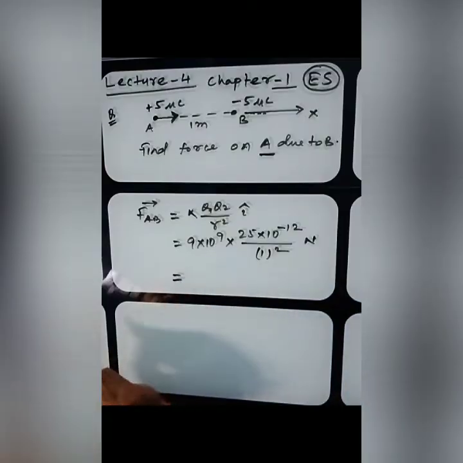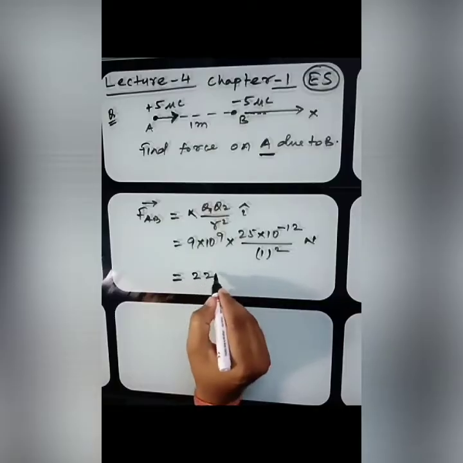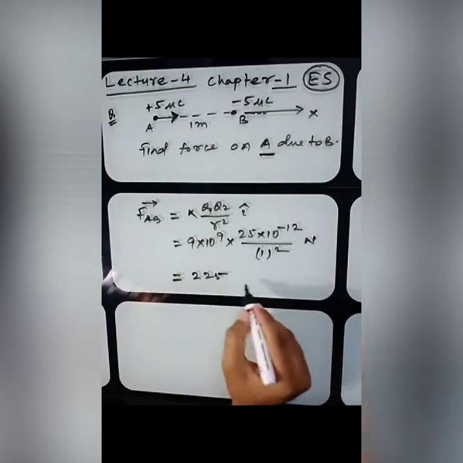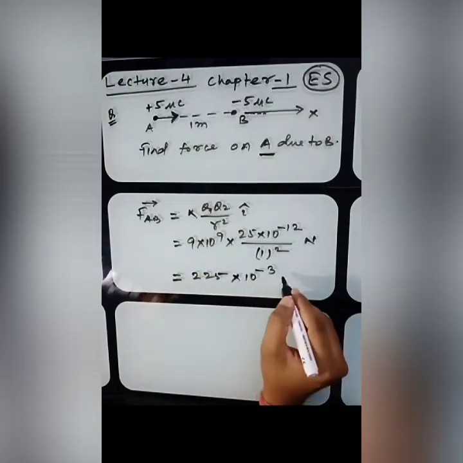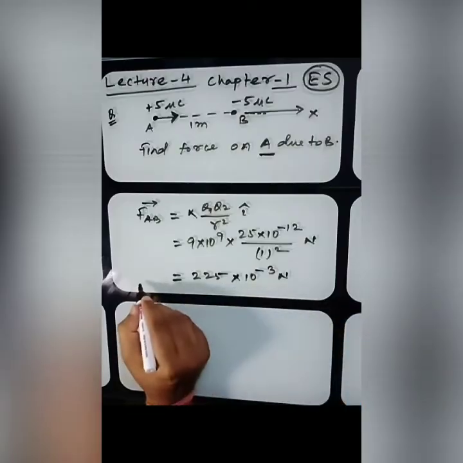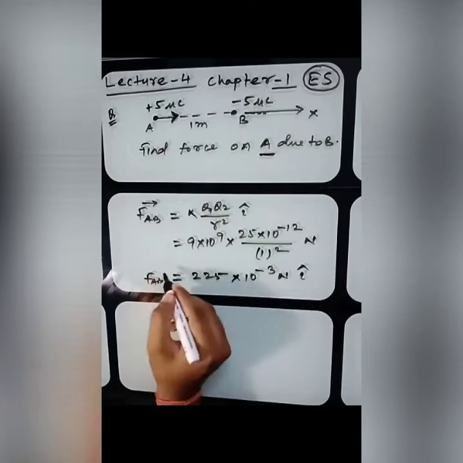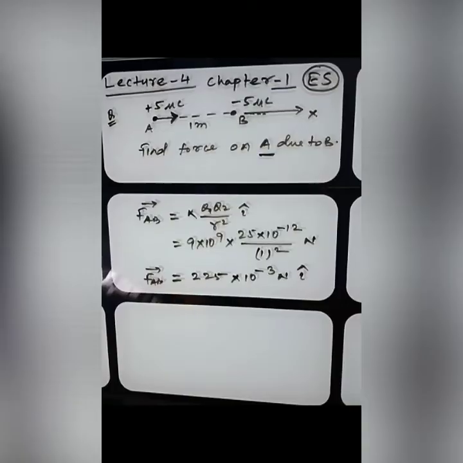Now you can solve this question. It is 225 times 10 to the power minus 3 Newton. This is the direction I cap. This is the force on A due to B. You can write this force as 0.225 Newton also.